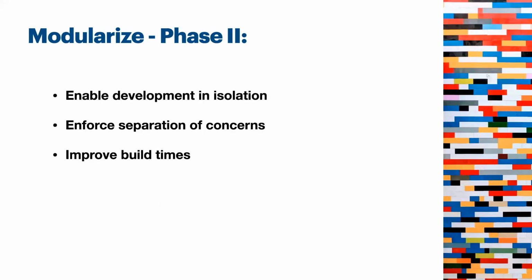So the second phase here was modularization, and here we're getting into the building blocks. The idea here is that we had already somewhat modularized our code. On both iOS and Android, we had some code that was split off into frameworks, but we wanted to go a lot further in that direction because there's a lot of benefits to this.